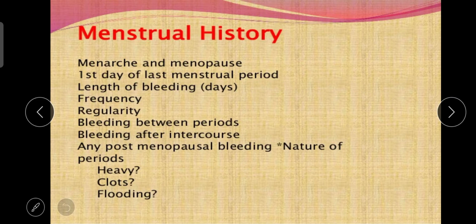Next is menstrual history, which is very important in gynecological cases. You are going to ask the menarche. Menarche means when the woman got her first period. Then menopause: if the woman's age is 50 or 60, you are going to ask when she stopped getting periods. The first day of the last menstrual period means LMP. Length of the bleeding, for how many days, frequency, regularity, bleeding between the periods, bleeding after intercourse, and any post-menopausal bleeding, nature of periods, whether it is heavy, with clots, or flooding. So these are the menstrual history questions you are going to ask the patient.